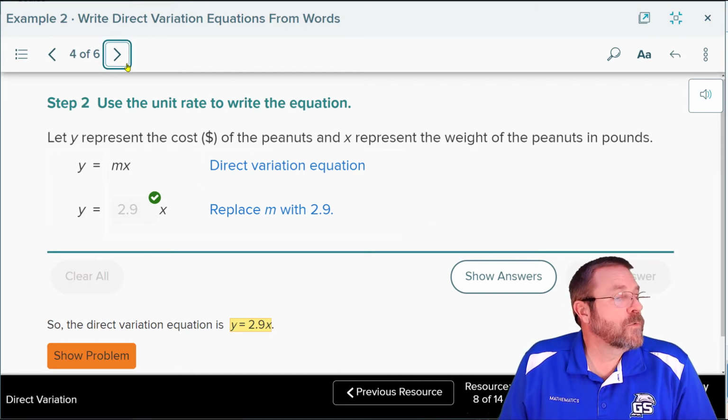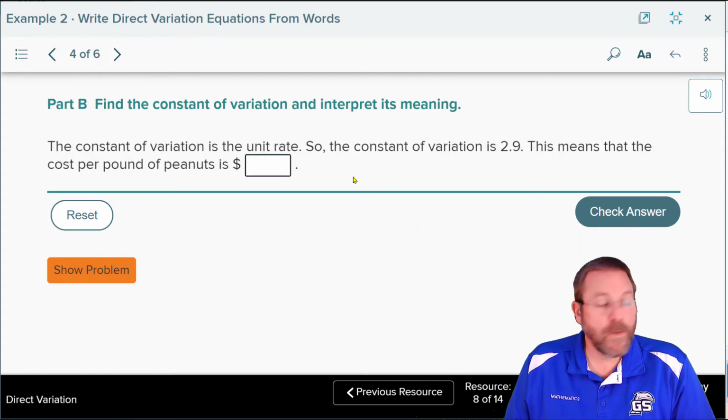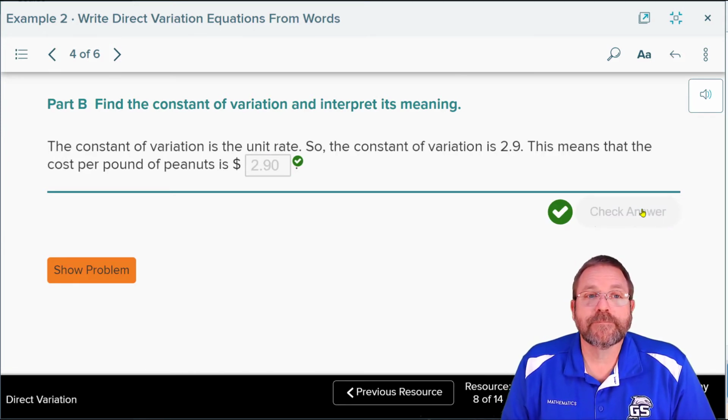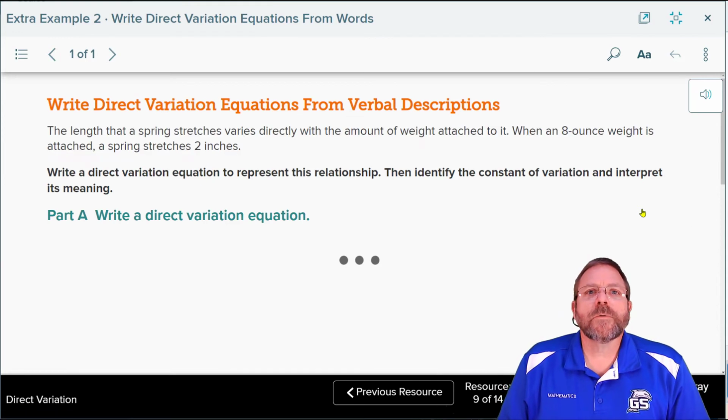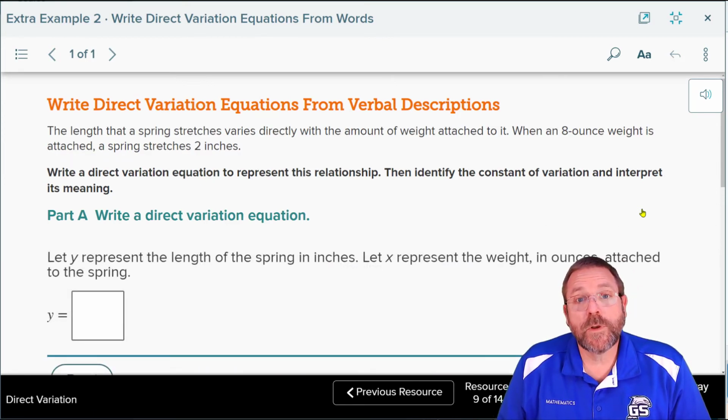Next thing we're going to do is actually apply that and say, what does it mean? The constant of variation is your unit rate. The constant of variation is 2.9. That means the cost per pound of peanuts is going to be $2.90 for every pound of peanuts you get. Once again, it's your turn. Pause the video and work on extra example 2 here on your own.